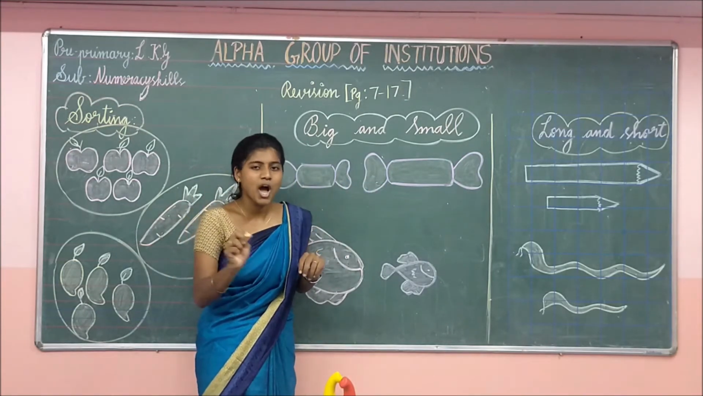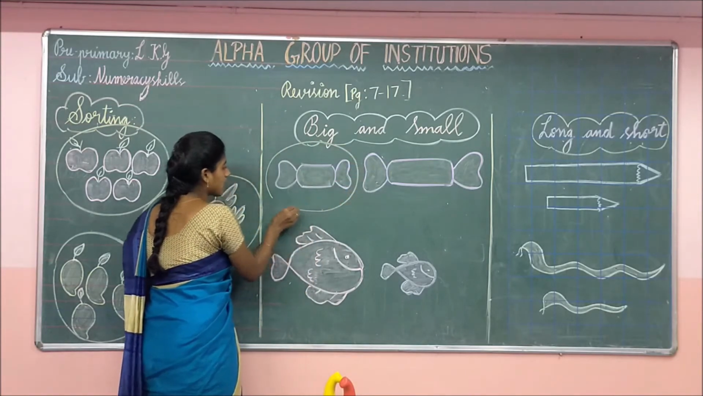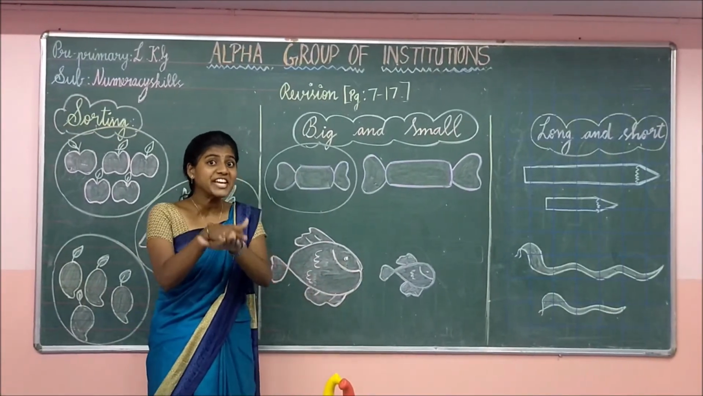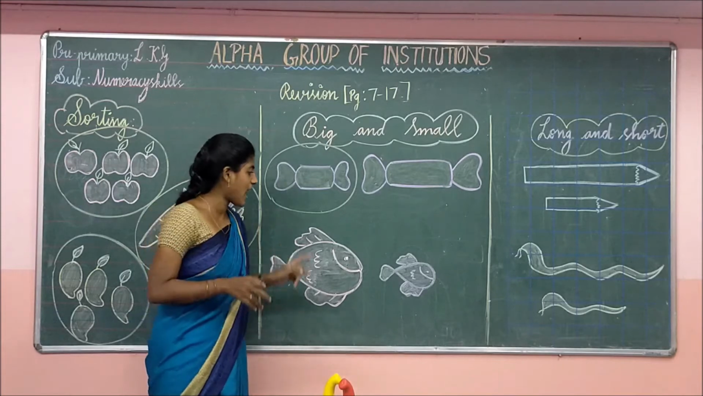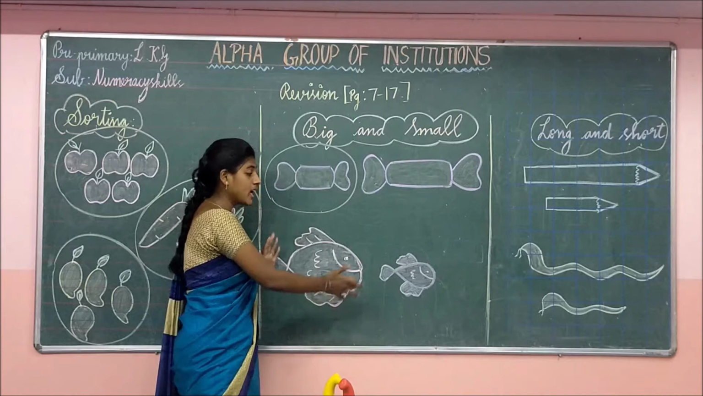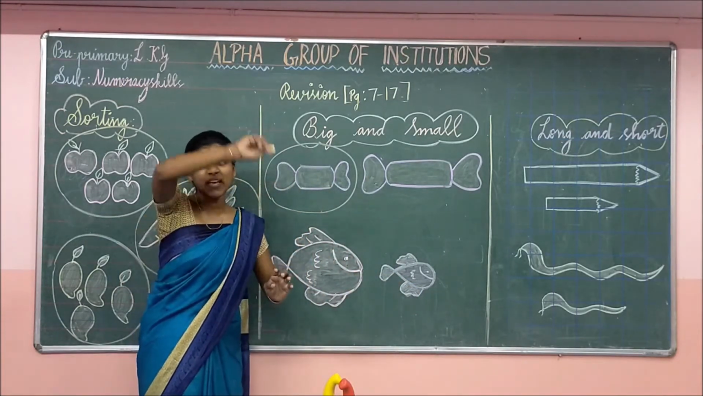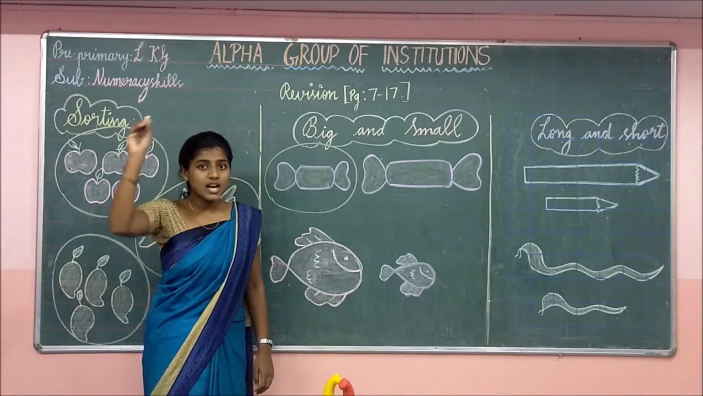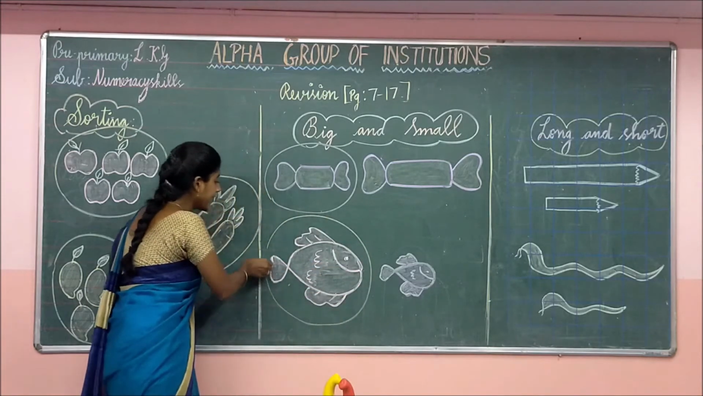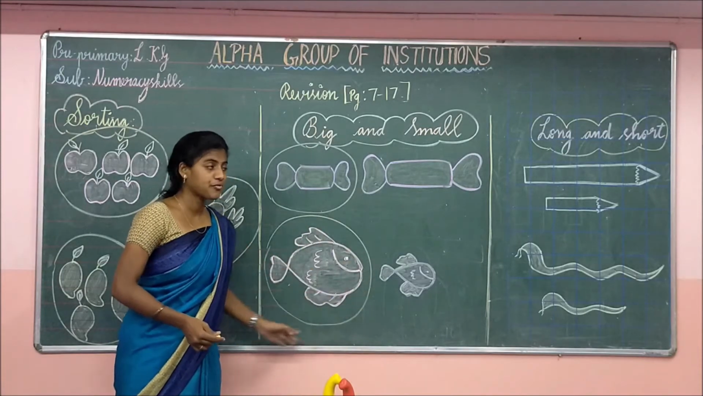Shall we circle the small chocolate? Now we are going to circle the small chocolate. Now what is this? Fish. We have 2 fish, isn't it? One fish is big and other fish is small. Now we are going to circle the big fish. Shall we circle the big fish? Okay, we are going to circle the big fish. This fish is big. We have circled the big fish.